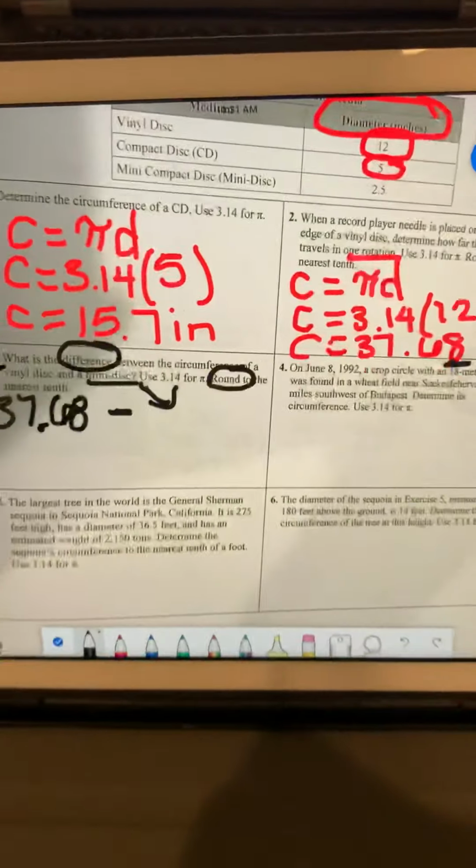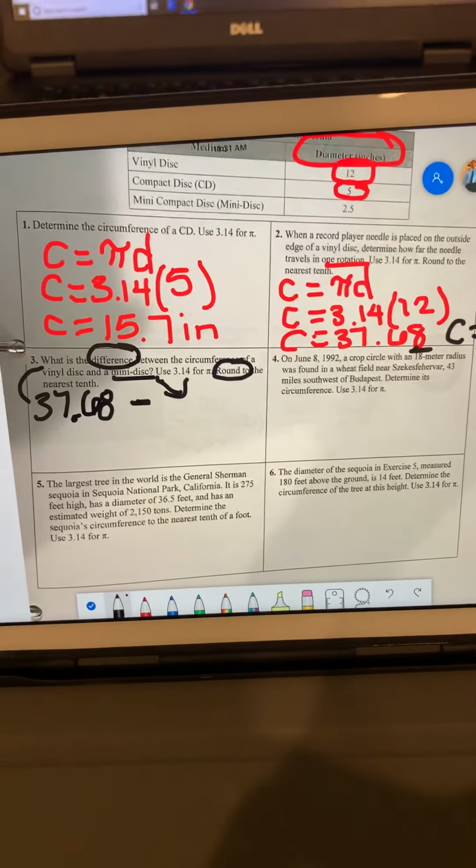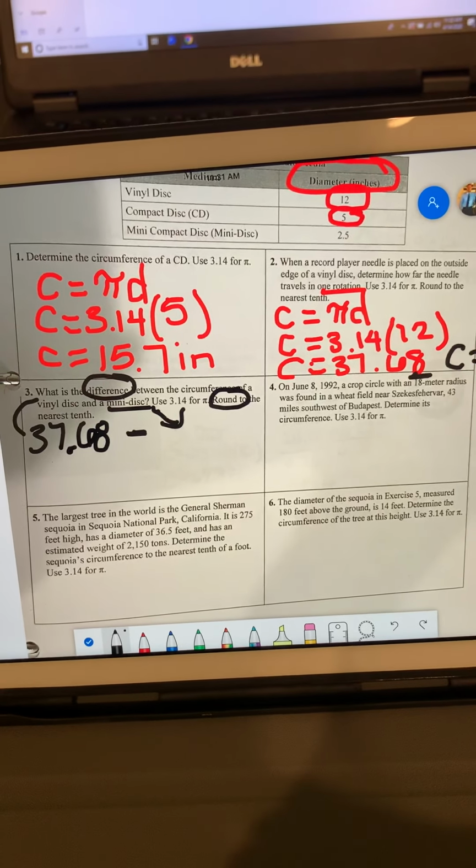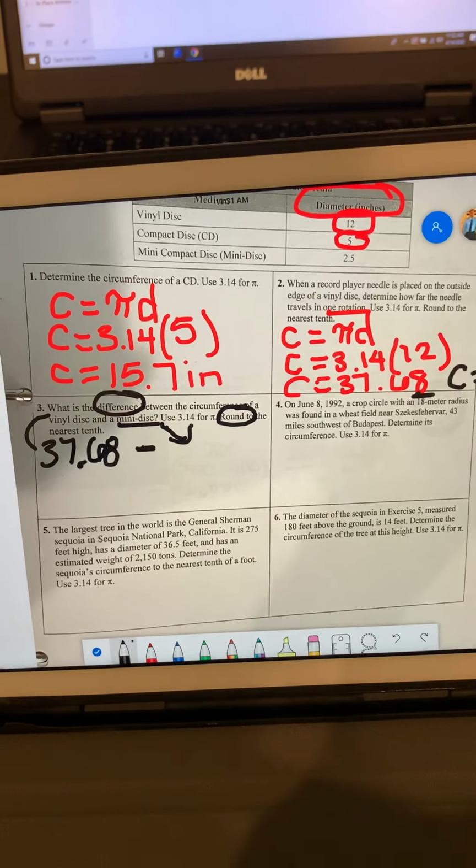Okay, so hopefully that gets you started on this. Do your best, and you have 3 chances to enter in your answers on Canvas. So if you get some wrong, that's okay. Just try again.